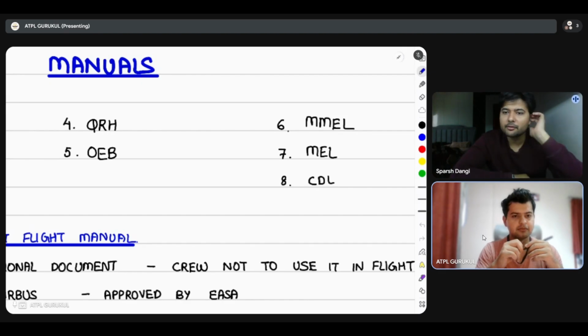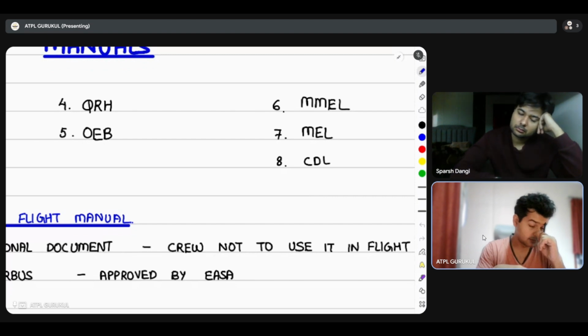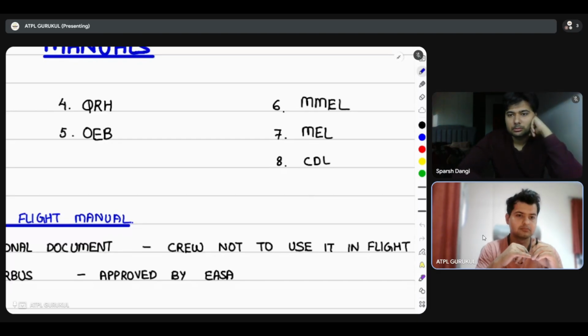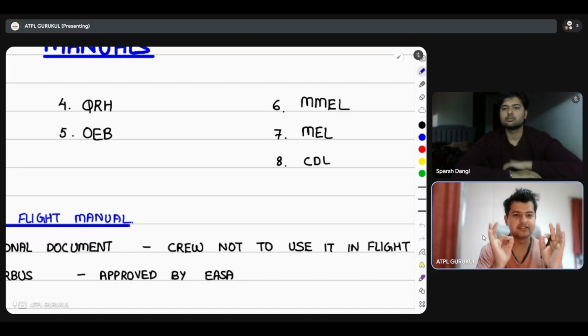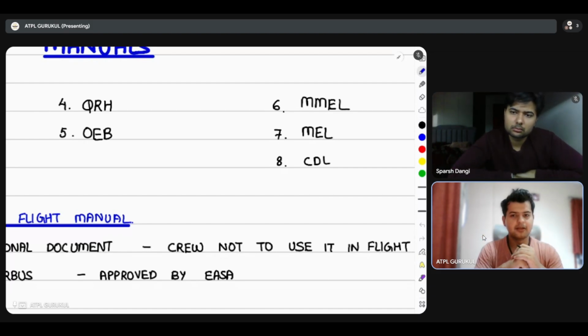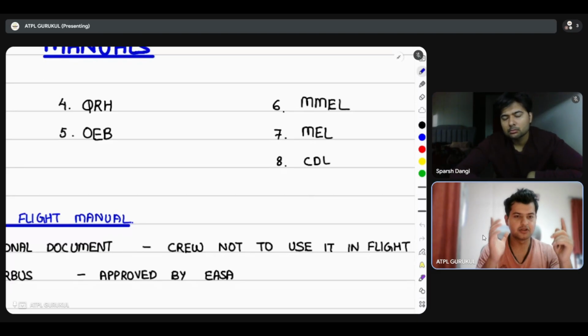Okay. Like what? For example, pack 1, air conditioning pack 1. Yeah, bleed air from engine 1. The engineer comes and tells you, sir, engine 1 bleed air is inoperative. Can you go or not? So, as a captain, what will you do? You're going to look up engine 1 bleed air in your minimum equipment list. If you find engine 1 bleed in your minimum equipment list, what is your thought?